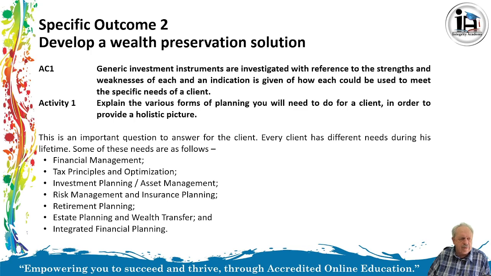Number 1, financial management, tax principles and optimization. That's to save as much tax as possible legally. Investment planning or asset management, risk management and insurance planning, retirement planning, estate planning and wealth transfer. That's at death, and you need to transfer your wealth, and integrated financial planning.